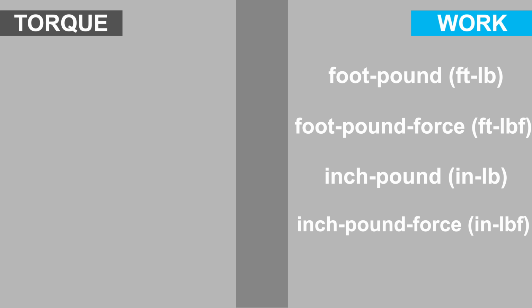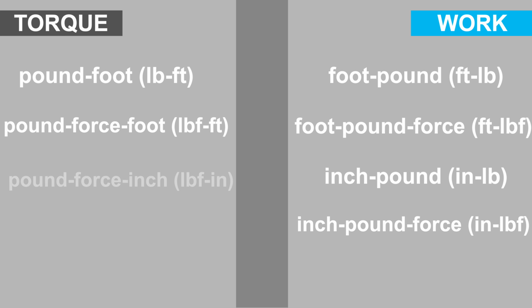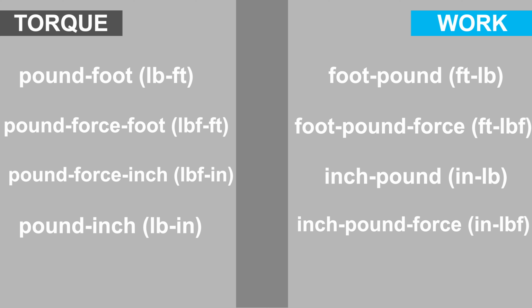In the imperial system, torque is properly expressed as pound-foot and pound-force inch, which is simply pound-inch. In the metric system, there is no confusion on this. Work is expressed as joule and torque is expressed as Newton meter, and torque wrenches reflect this. You will never see a torque wrench that says meter Newton. So with that, let's move on to power.